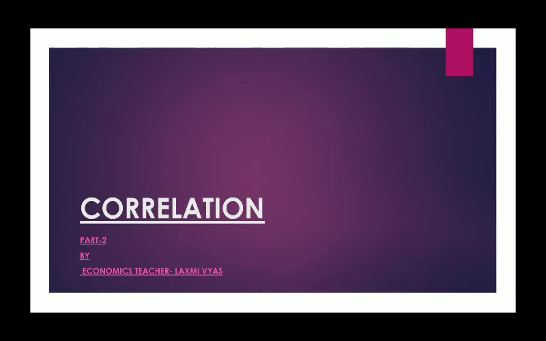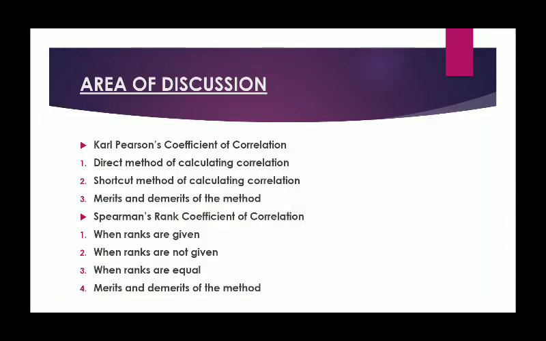Today we are going to start the second part of the chapter correlation, which we started in our last class. So, in this part 2, let's see the area of discussion. The area of discussion of this chapter includes Karl Pearson's coefficient of correlation and Spearman's rank coefficient of correlation. For Karl Pearson's coefficient of correlation, we will discuss two methods: direct method, shortcut method, and merits and demerits of the method itself.